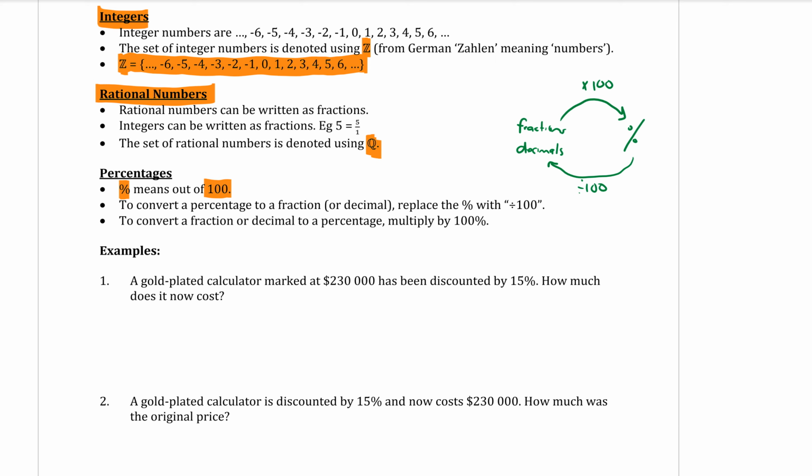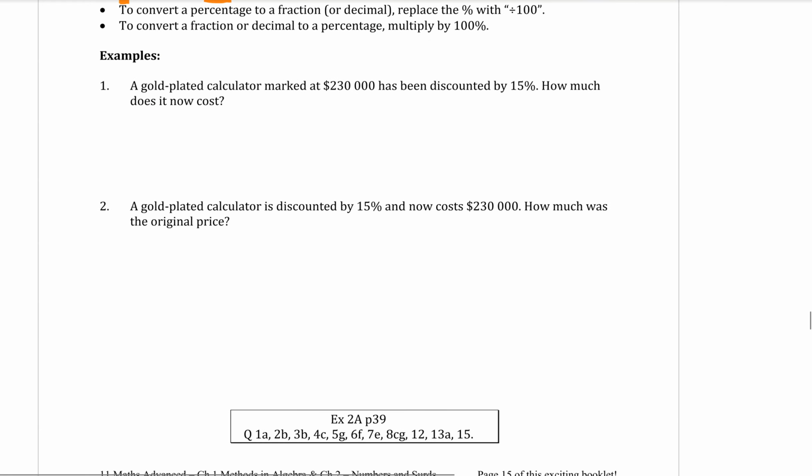Okay, so there's only 2 examples here. It's a very short little one today. A gold-plated calculator marked at $230,000, because it's gold-plated. Be grateful you don't have to buy it. Has been discounted by 15%. How much does it cost now?